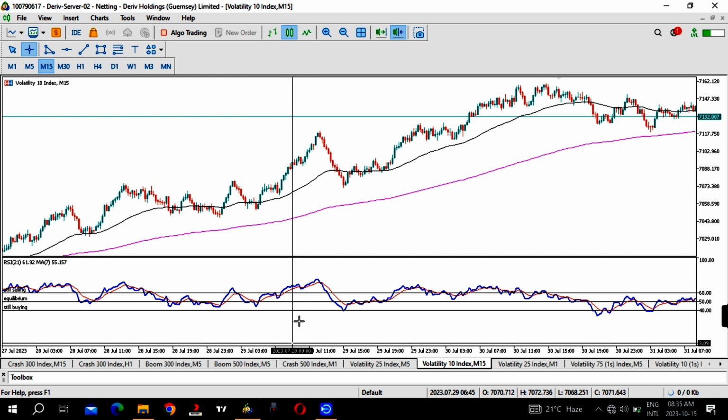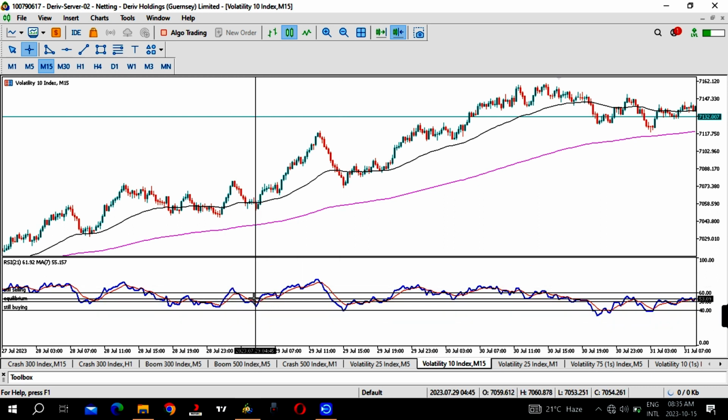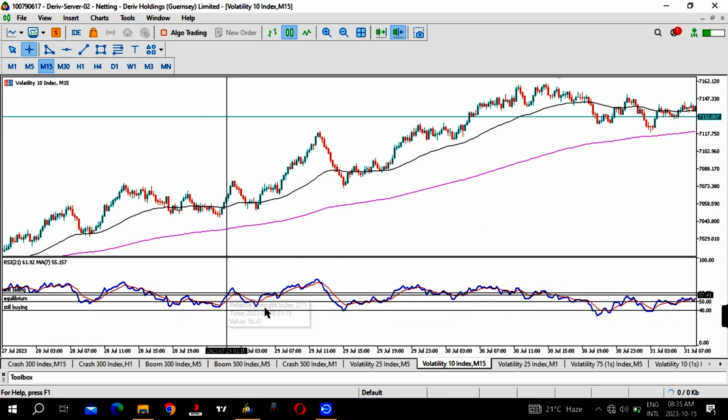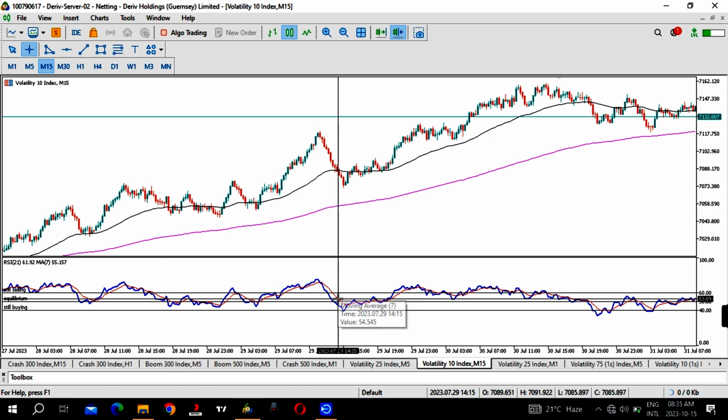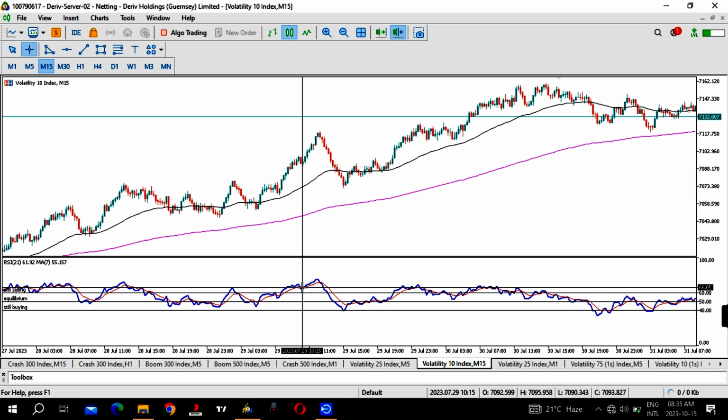And then for the indicator window over here, I've got the RSI, and you can see I've got the RSI and the moving average. Let me just make this moving average a little bit thicker. Right, so let me just show you the RSI settings first.